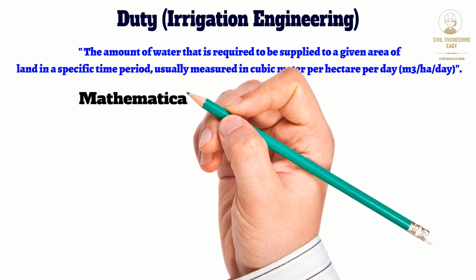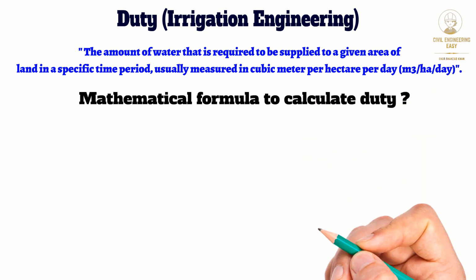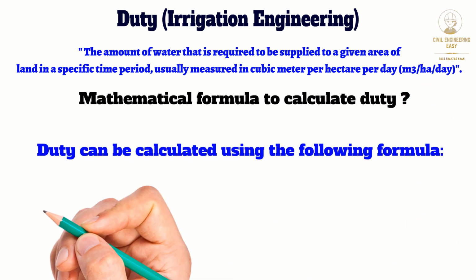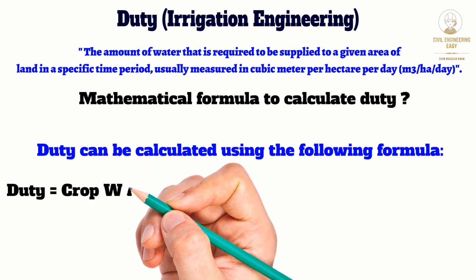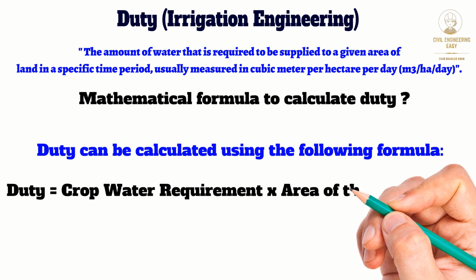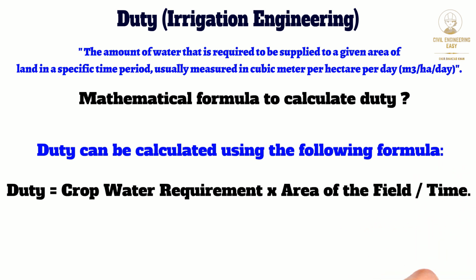Now, what is the mathematical formula to calculate the duty? Duty can be calculated using the following formula: duty is equal to crop water requirement multiplied by the area of the field, divided by time.